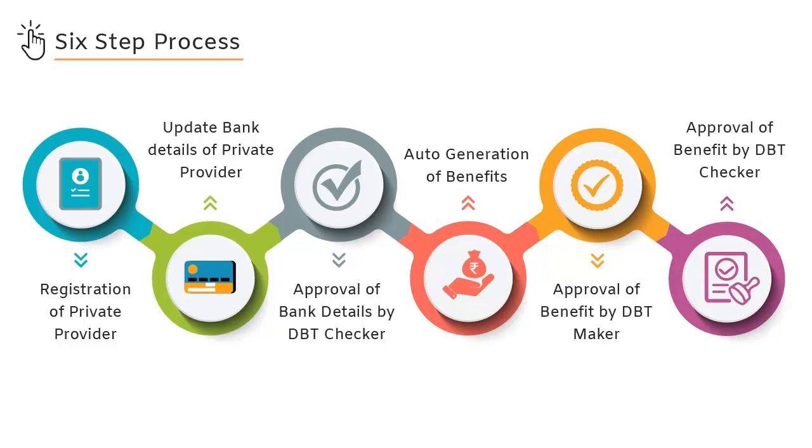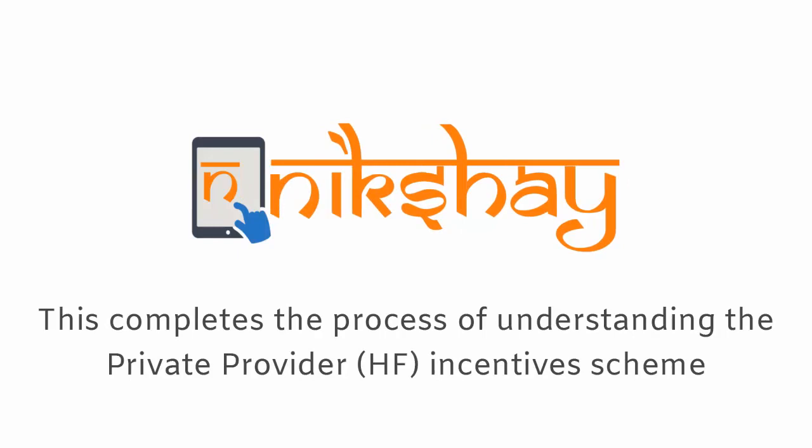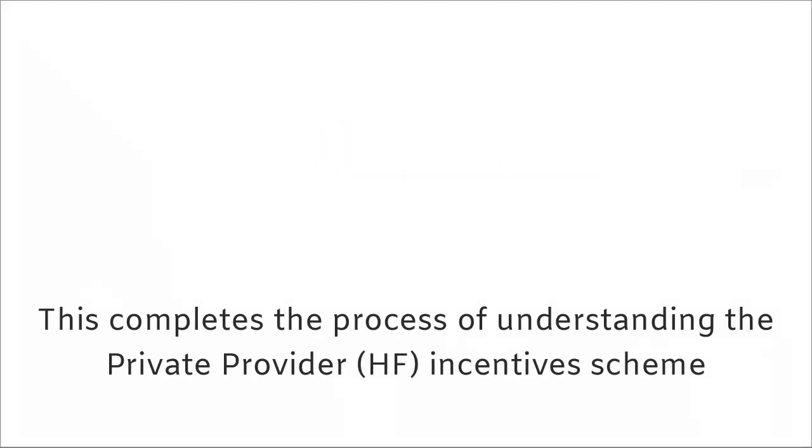Once the benefit is approved by the DBT maker, it gets to DBT checker login where it is approved by the DTO. As these benefits are accepted in PFMS, they have to be approved in PFMS via DA login. This completes the process of understanding the Private Provider HF Incentive Scheme.